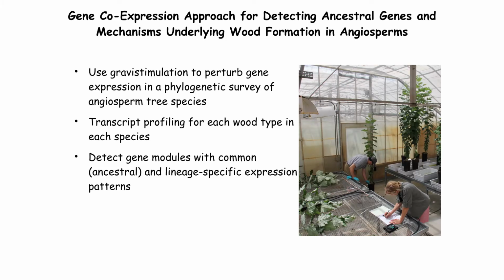So this is the actual experiment that I wanted to get to. What we did in this experiment was we used gravity stimulation to perturb gene expression in a phylogenetic survey of angiosperm trees. So we basically took each species, we laid it on its side to induce tension wood and opposite wood, and then did transcript profiling of RNA preps from either tension wood and opposite wood from trees on their side, or from normal wood from upright trees. We then used a co-expression analysis to detect gene modules in each species.